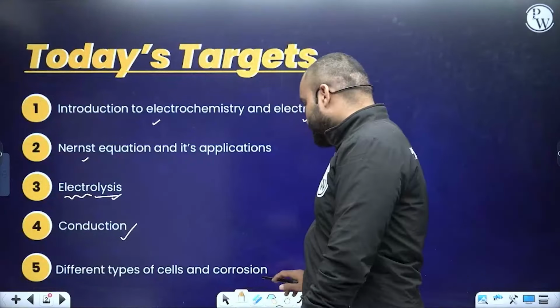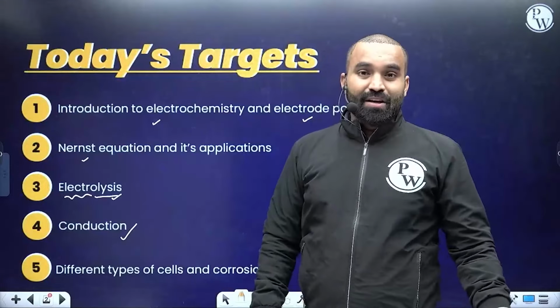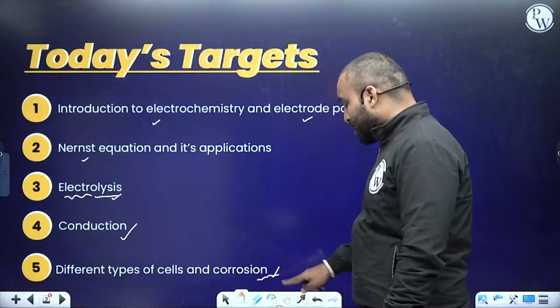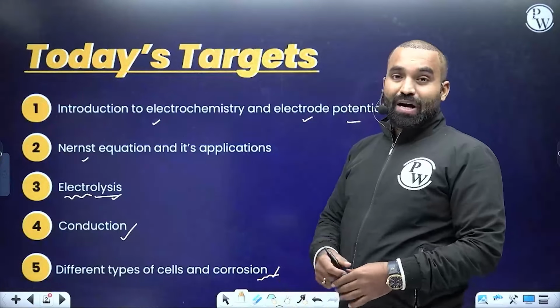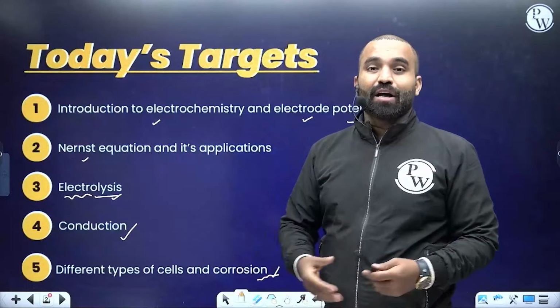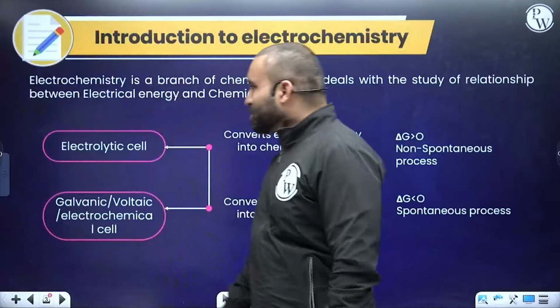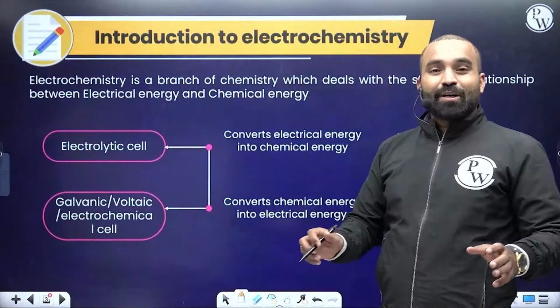And then finally, we'll see the different kinds of cells in use around us, and a problem which occurs to iron, commonly known as corrosion, and how to prevent it. All those things we are going to discuss. Let's quickly proceed to our very first agenda for today.